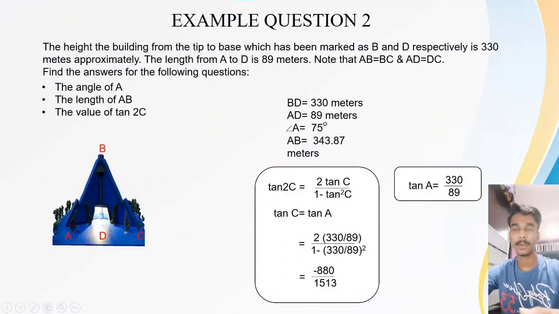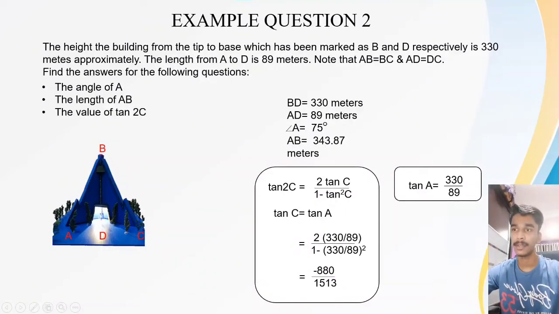Finally, the last question, which is to find the value of tangent 2C. What is the formula of tangent 2C? Well, the formula of tangent 2C is 2 tangent C over 1 minus tangent squared C. Now, as an extra tip, tangent C equals tangent A. Why? Because in the statement, we have noted that AB equals BC and AD equals DC, which means the lengths on both sides are the same. Which brings us to, if the lengths and heights on both sides are the same, the value of theta is also the same. So what is the formula of tangent? The formula of tangent is opposite over adjacent.